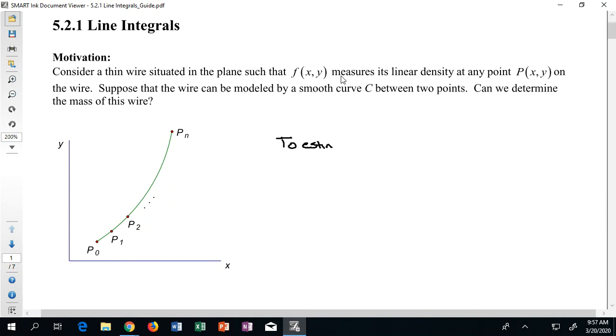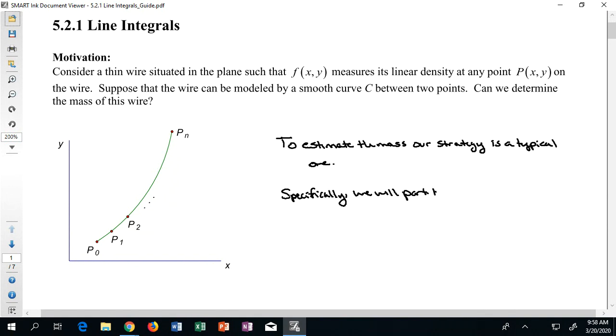So, in order to estimate the mass, our strategy is a typical one. Specifically, we will partition the wire into n sub-interval pieces, if you will.